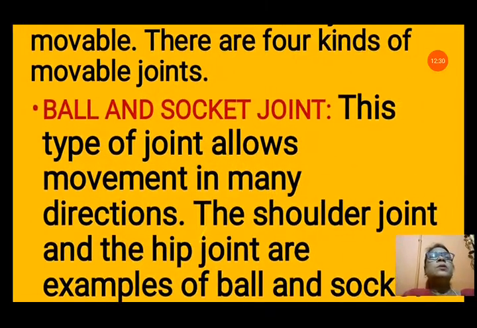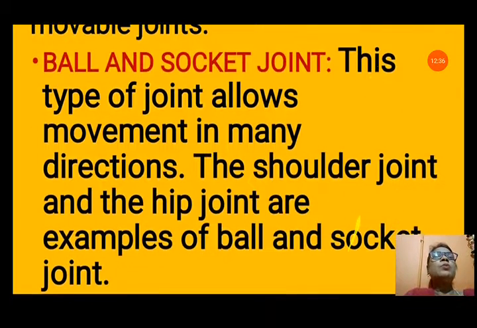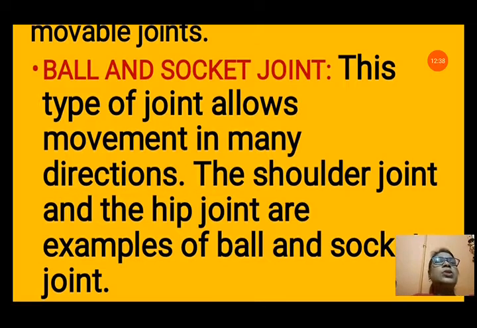Movable joints. Most joints are movable. There are four kinds of movable joints. Ball and socket joint. This type of joint allows movement in many directions. The shoulder joint and the hip joint are examples of ball and socket joint. In this joint there is a ball like structure and a socket that connect with each other, so it can give motion in all directions.